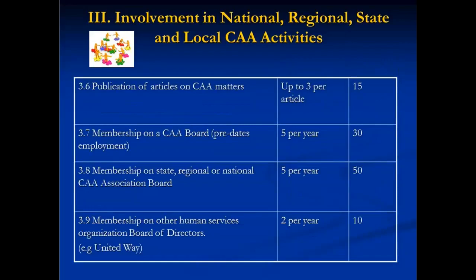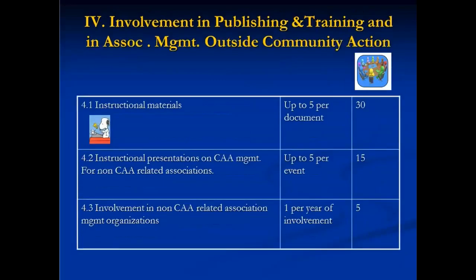Which is another slide further. And that's involvement. There are 3 items in section 4. Involvement in publishing and training and in association management outside of community action. Section 4 is an attempt to catch some things that don't quite fit in other categories. Now, for example, 4.1 is instructional materials.